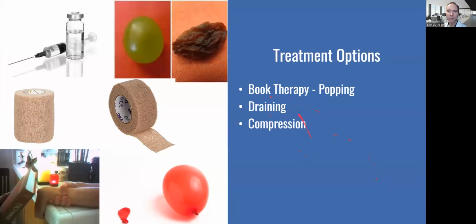What are the treatment options? You can do the book therapy, which I don't recommend, which is popping it on your own. We do the same thing as a doctor, though. We really just take a needle and we pop it. And here's an example of the book therapy. I love this picture I found online, especially with the skull in the back. But what we try to do is we try to pop the thing and then let it shrink down. So taking a grape and making it a raisin.